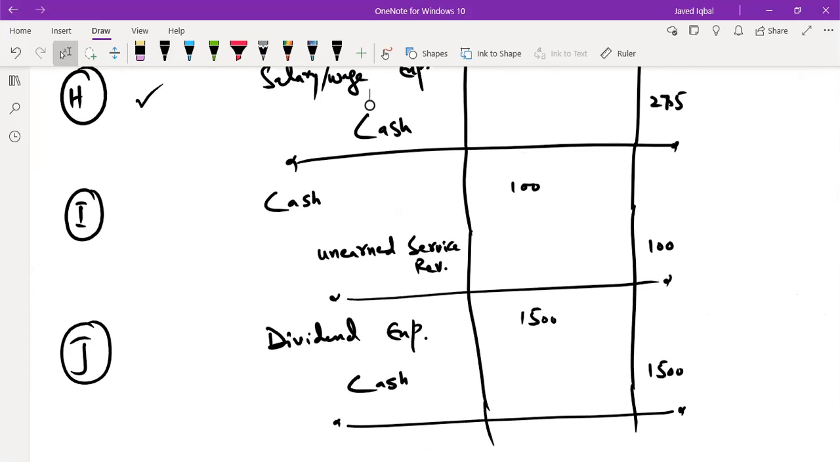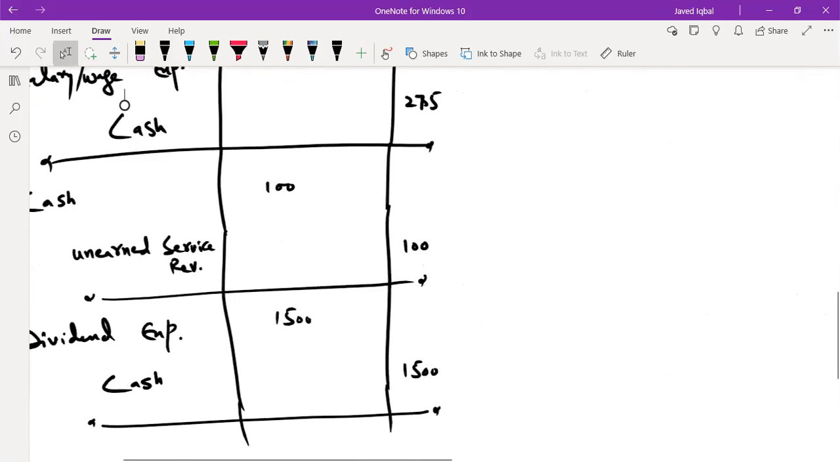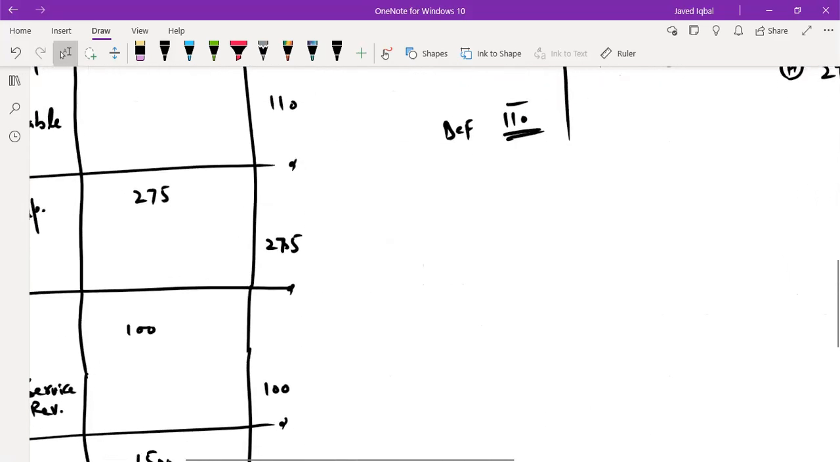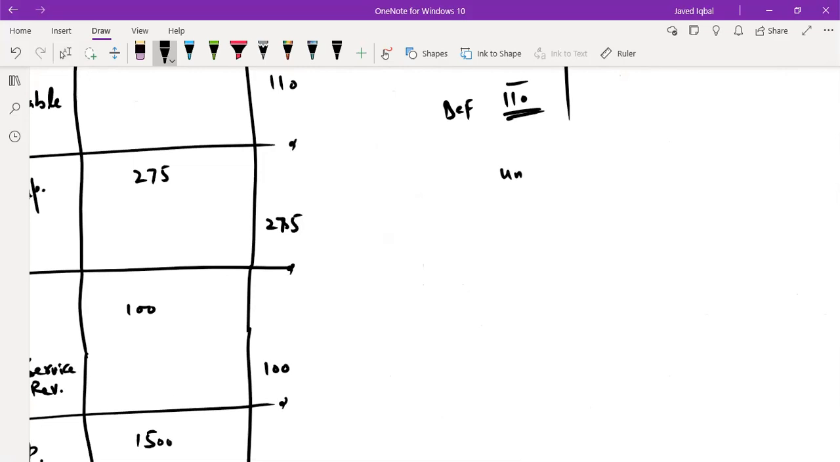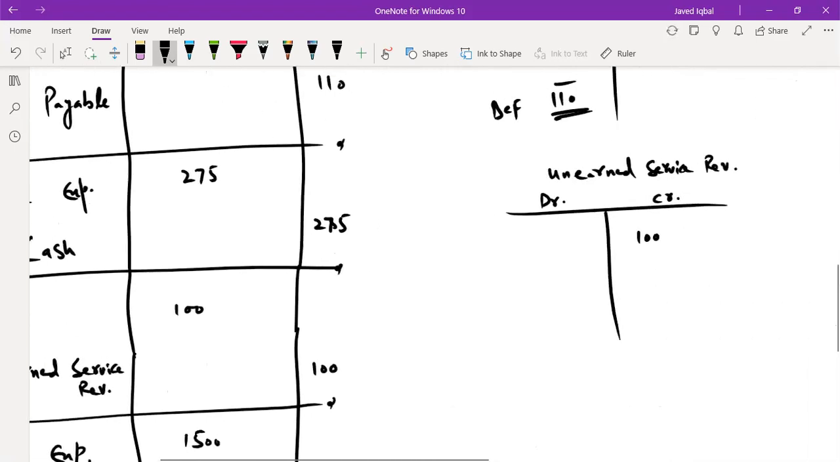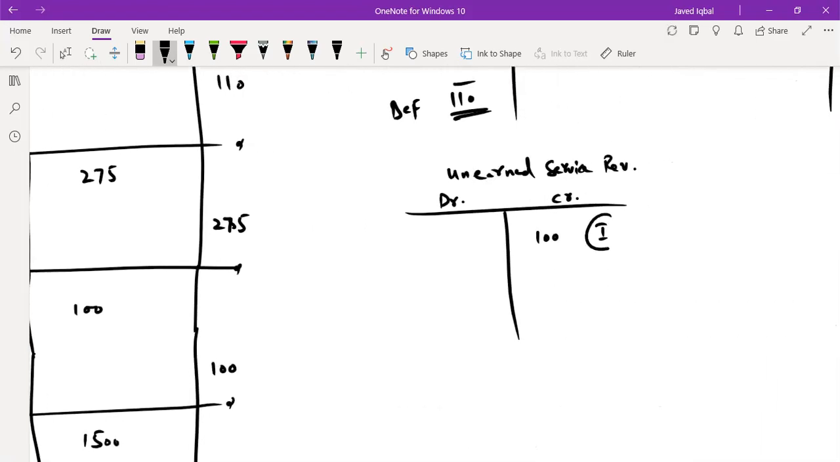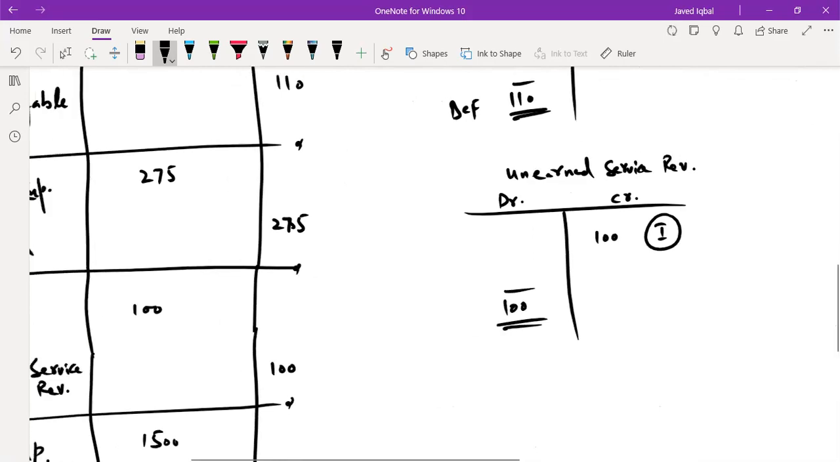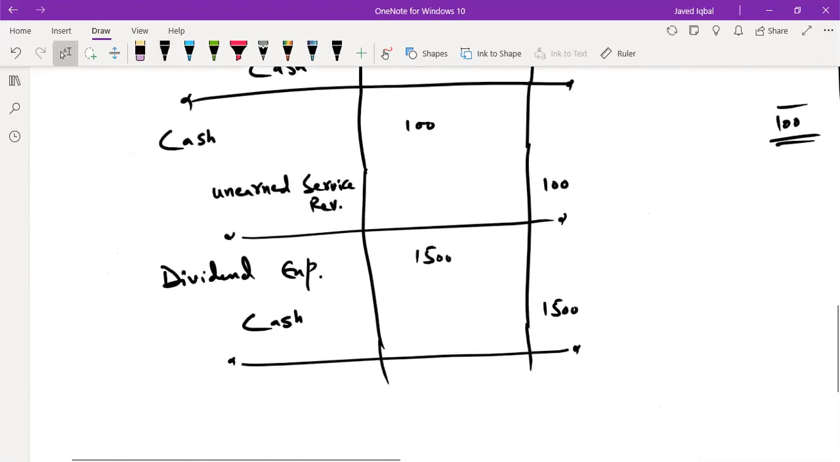So we need to move on to unearned service revenue. Cash is already recorded. So unearned service revenue of 100 should be recorded. Unearned service revenue. Since it's a liability, it should come on the credit side. This is transaction number I. The balance credit 100. So unearned revenue has been recorded.